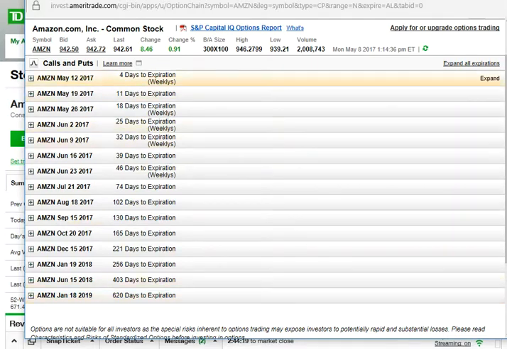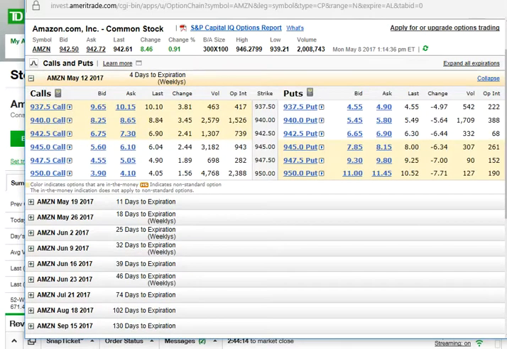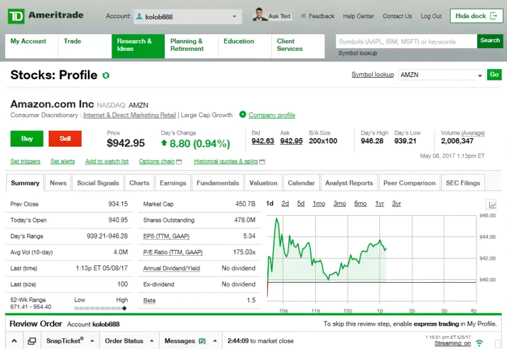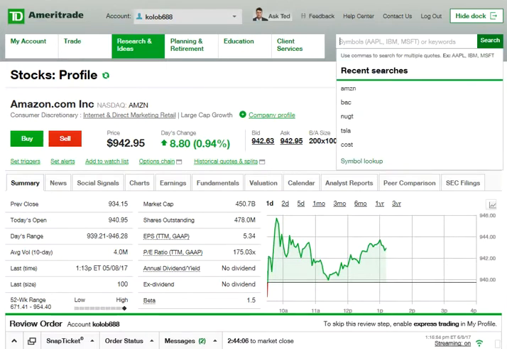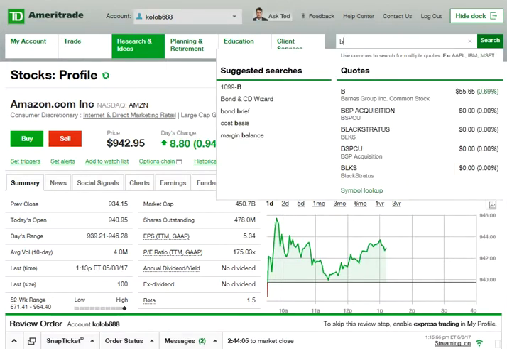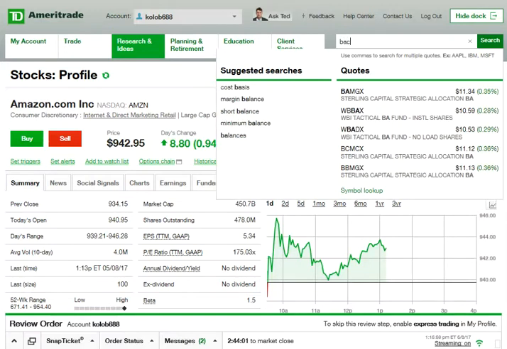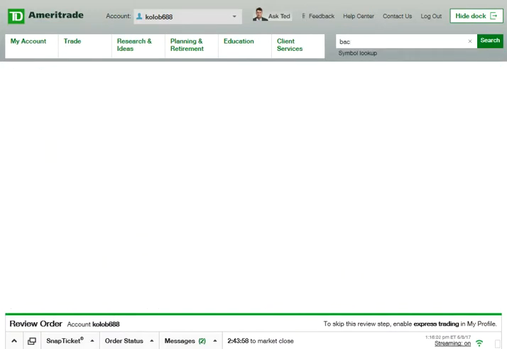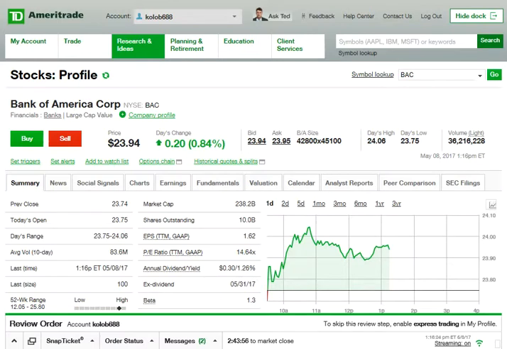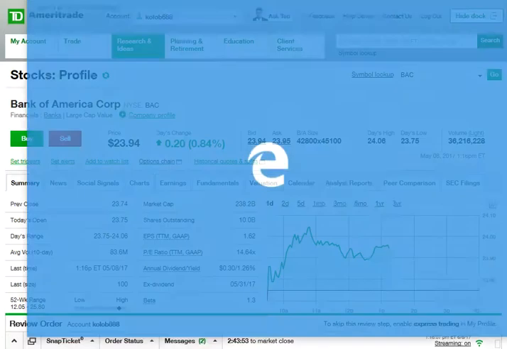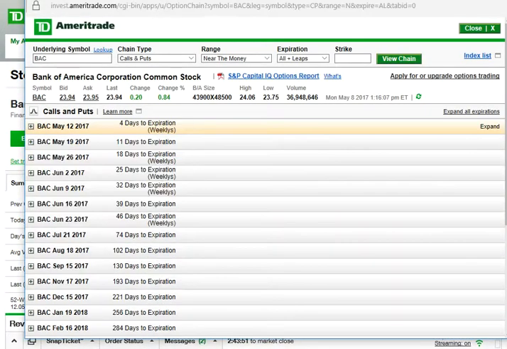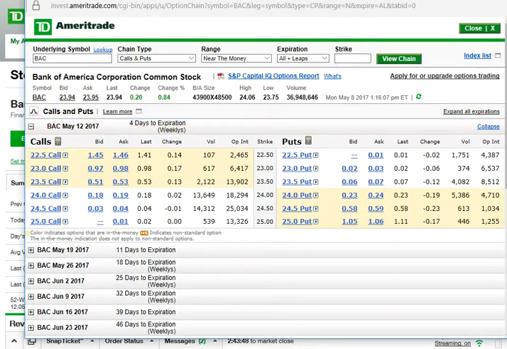The rule of thumb is that stock options that expire soon are generally very cheap. As a matter of fact, I'm going to do a different stock. I'm going to do Bank of America, because Amazon is a very expensive stock and its stock options are expensive. Bank of America is a nice cheap stock. So again, I'm going to pull up the option chain here, and here you go. 4 days. Now we're talking, okay? You can buy a call option for all of $18.